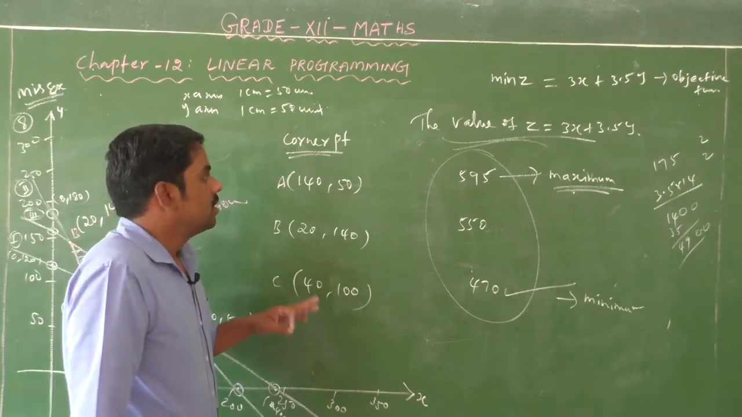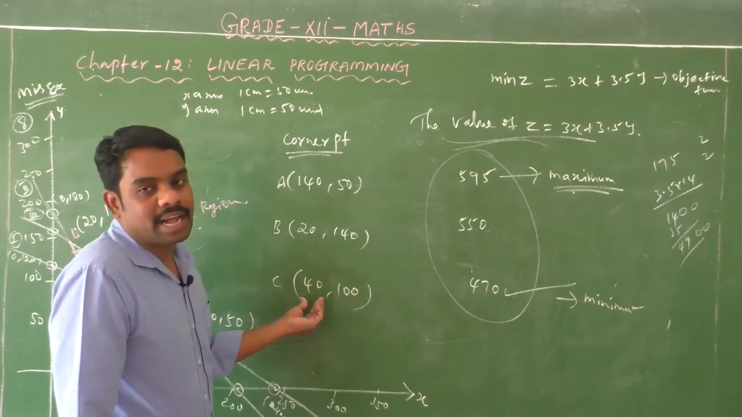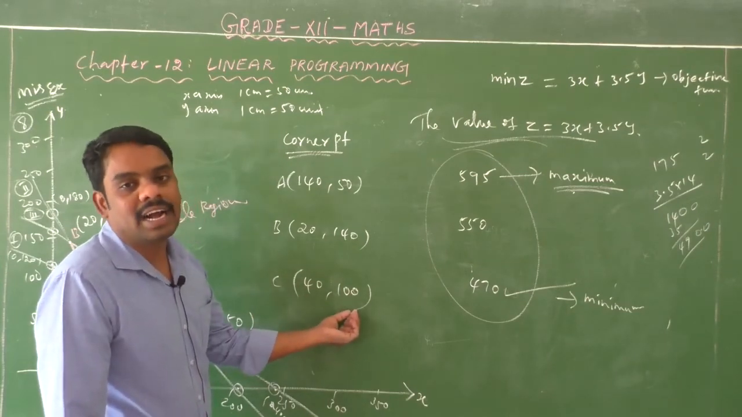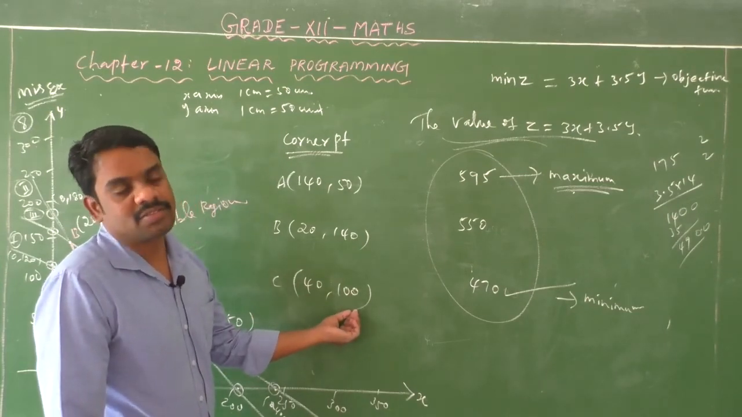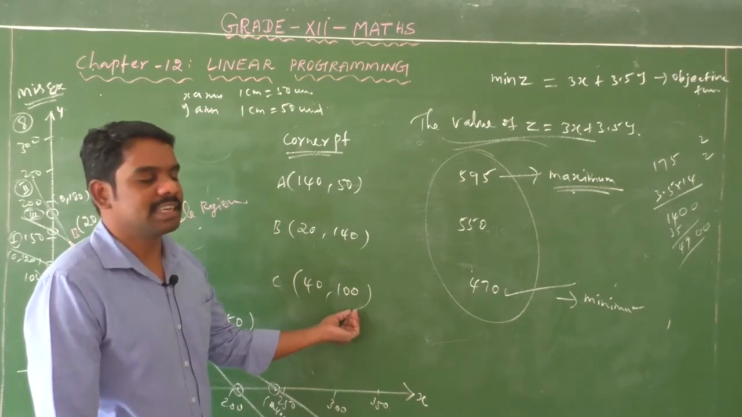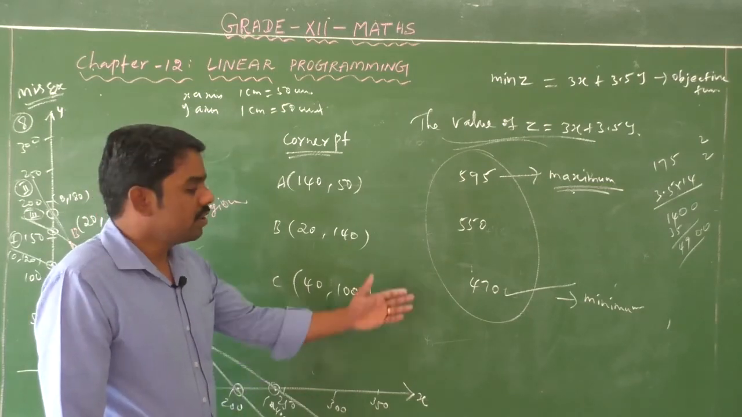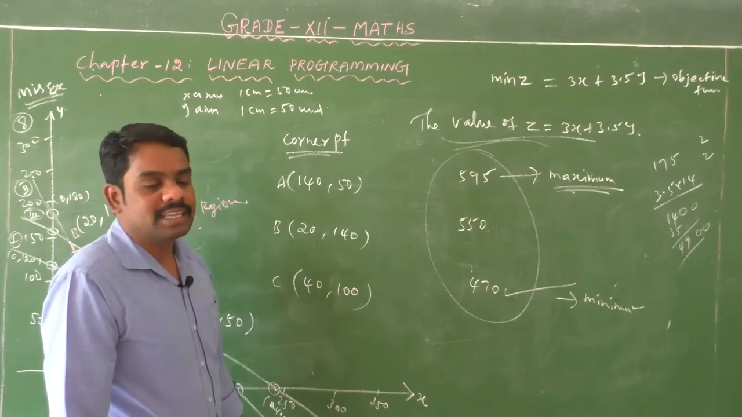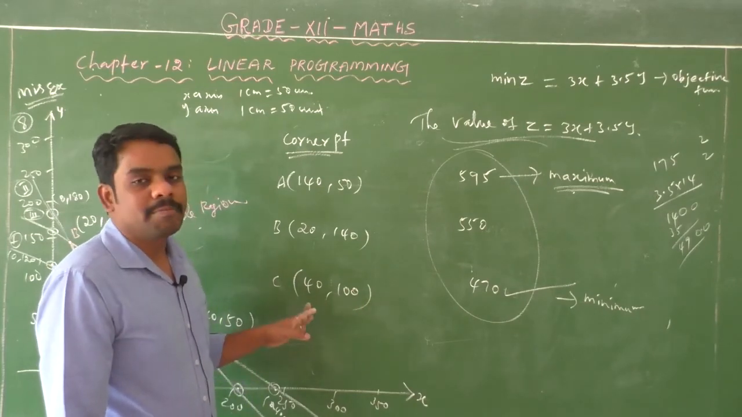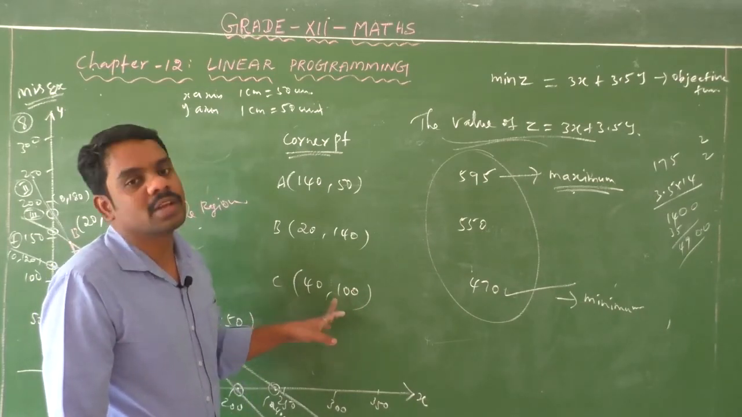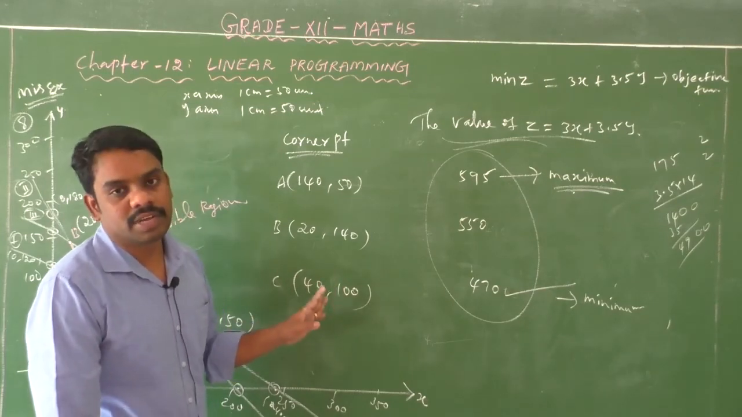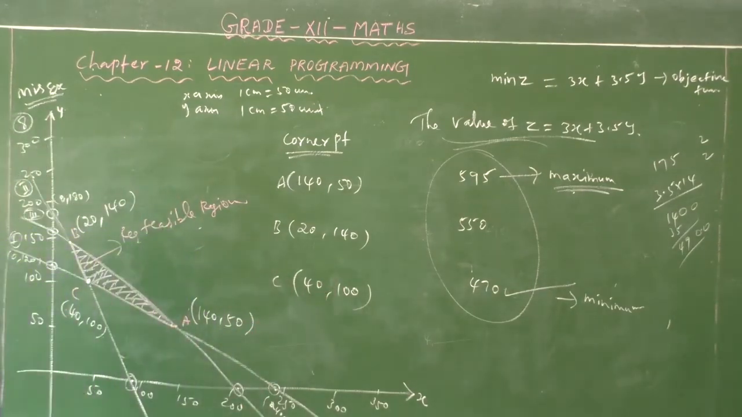When brand P has 40 packs and brand Q has 100 packs, this one is the required answer. So check that answer. Therefore, the minimum amount of nitrogen is 470 when brand P has 40 packs and brand Q has 100 packs. Okay, so question number 8 is complete.